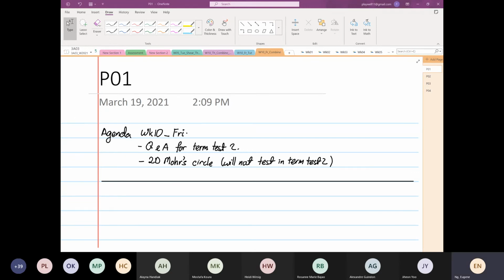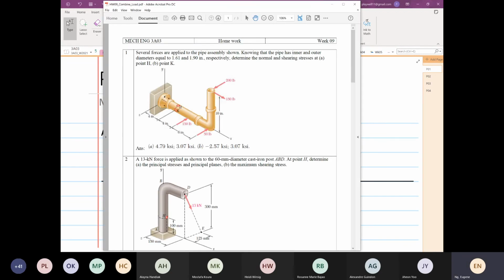So Mira, the question to be tested. Let me check. The homework to be tested is longitudinal shear, homework 4, 7, 8, and 9. Okay, 9 will also be included, but for 9, I wrote on Avenue to Learn that I will not be expecting you guys to solve it.